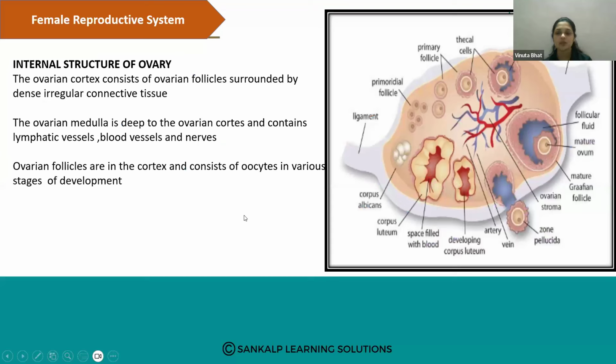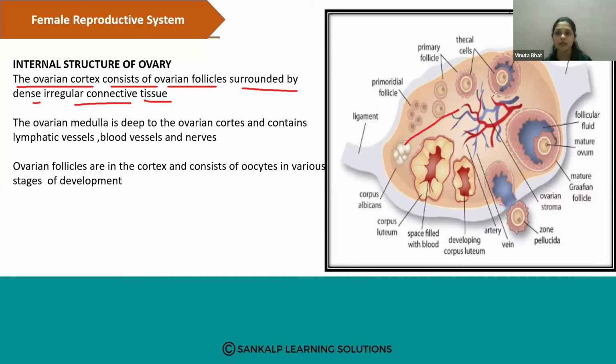Here, if you see the structure of the ovary, the internal structure of the ovary means what is there inside the ovary. The ovarian cortex consists of ovarian follicles surrounded by dense irregular connective tissue. So here the developing follicles are present in the cortex region.